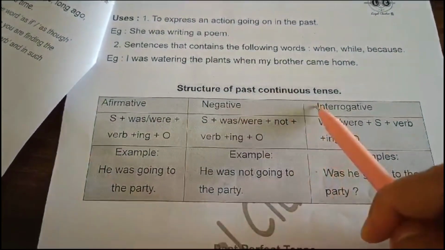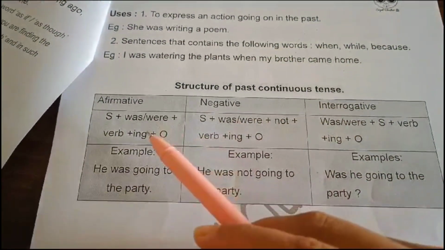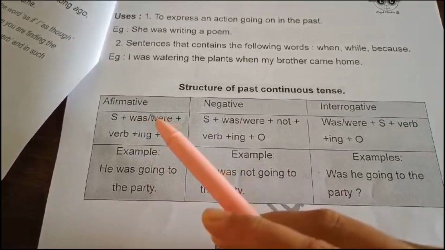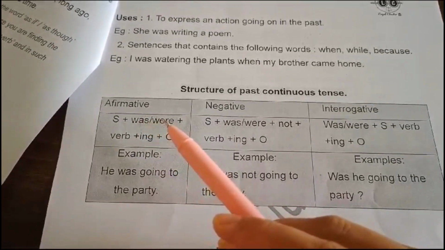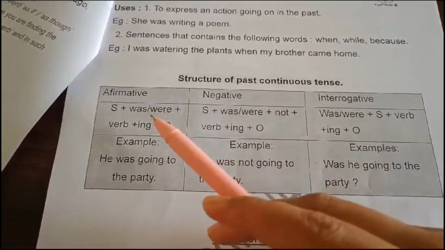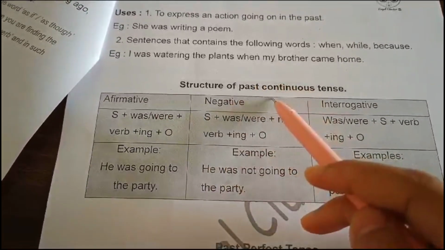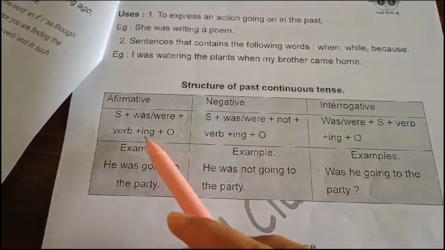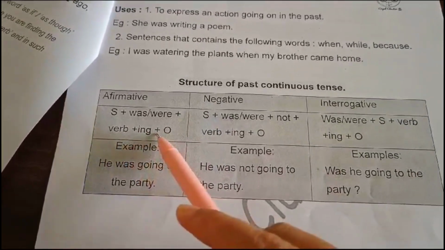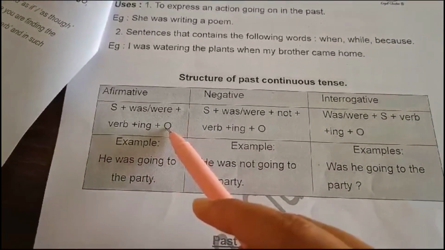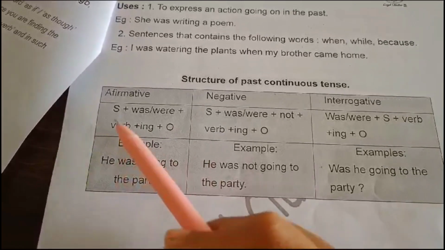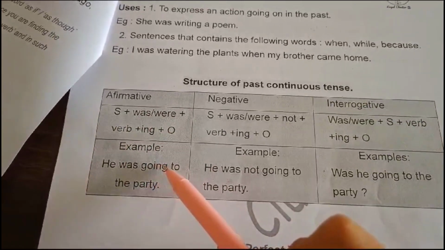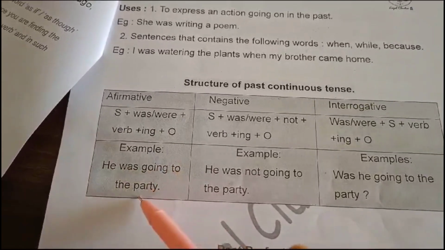Structure of past continuous tense. For an affirmative sentence: subject plus was/were, in place of is/am/are which we used in present continuous, will be here in past continuous using was/were. Verb plus ing, we will be adding ing with the verb, then remains the object. For example, he, subject, was, go plus ing, going to the party.